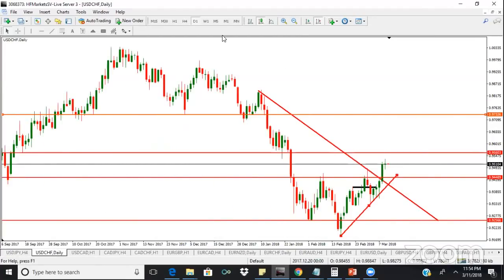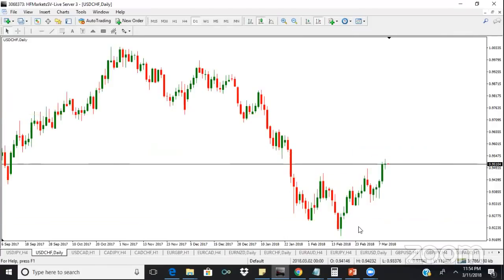Now look at USD CHF, the same thing. Go to daily, draw your zones, draw your support and resistance. I've drawn this already, so let me make it plain again. Then we'll draw it again. Look at.